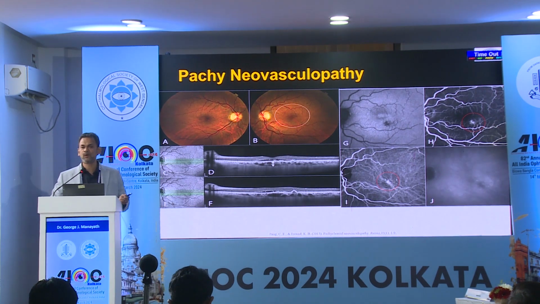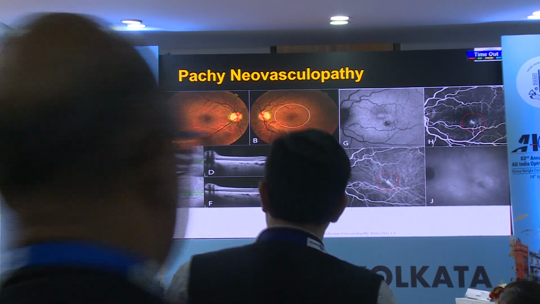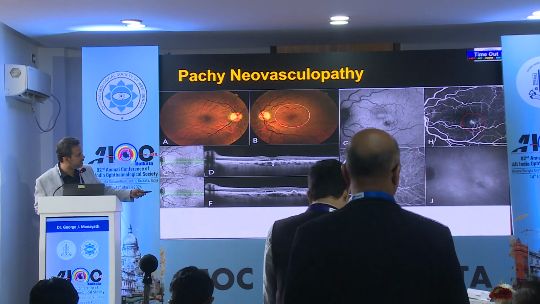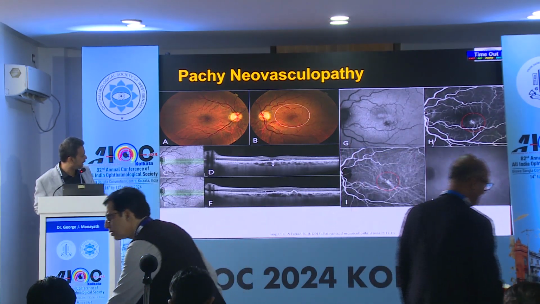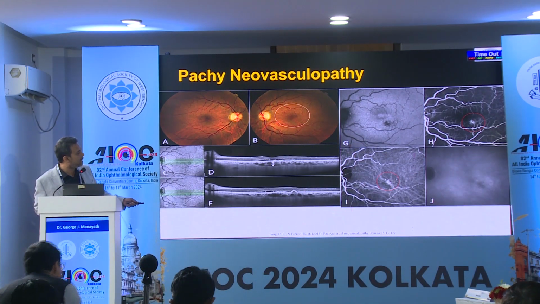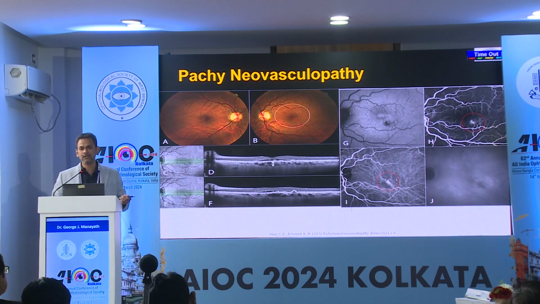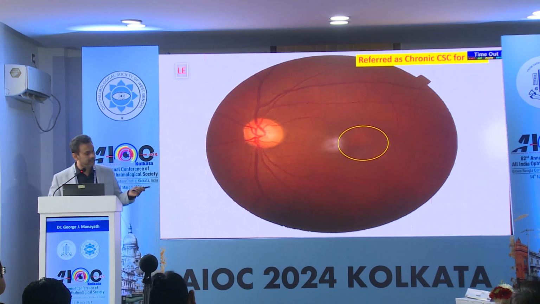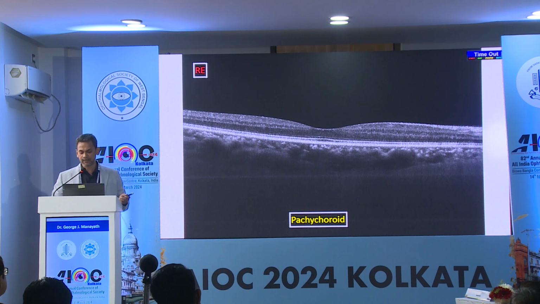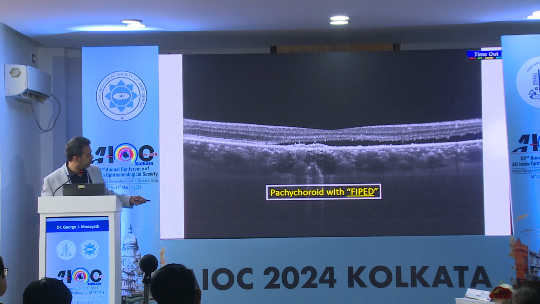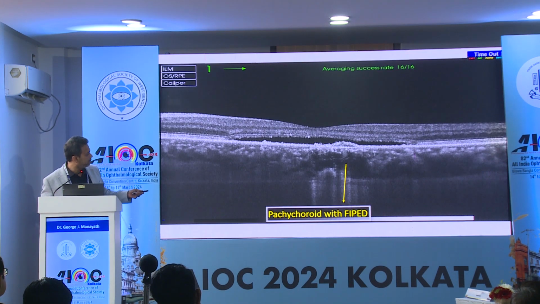So pachyneovasculopathy is another entity in the pachy spectrum, where we see this occult CNVM or type 1 CNVM with a shallow irregular PED, but in a hyperpermeable thick choroid, and you see this hot spot on ICG angiography. This is a typical pachyneovasculopathy situation, and this is a patient referred as chronic CSR with subretinal fluid, but you see the pachychoroid features in the other eye of this patient, who has a shallow irregular or flat irregular PED overlying pachy vessels.